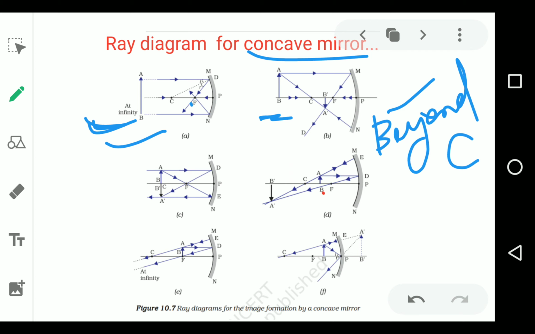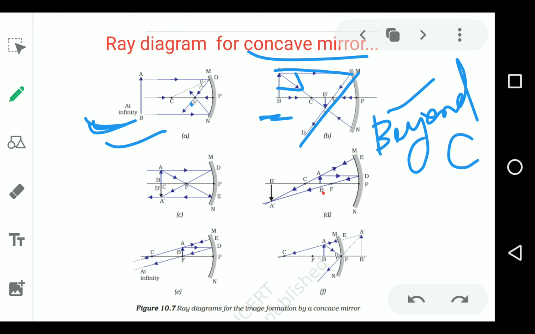Here you can see one light ray coming parallel to the principal axis, and it goes through the focus. Another light ray comes through the center of curvature. Remember, the light ray coming through the center of curvature is reflected in the same direction, passing again through the center of curvature. So the reflected ray direction is also the same.